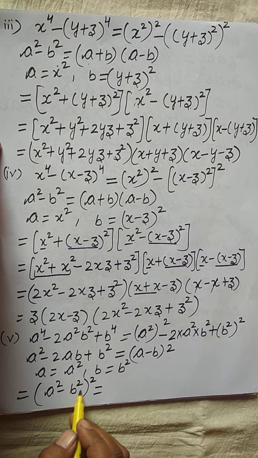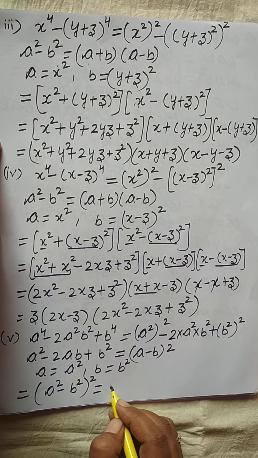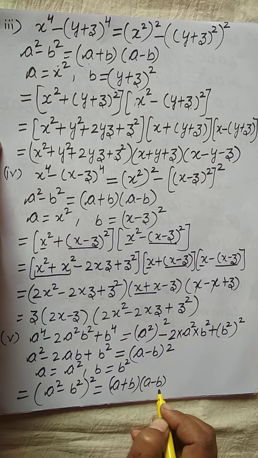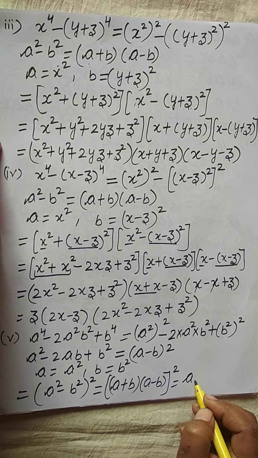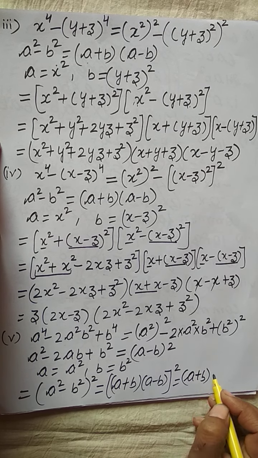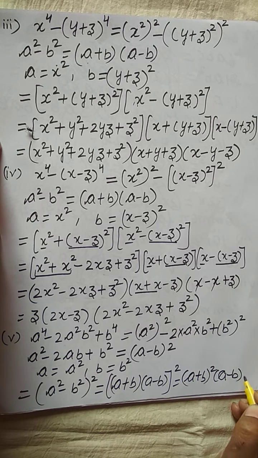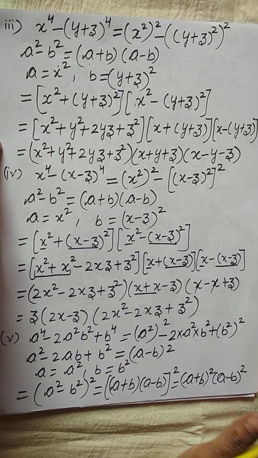Now we know that a square minus b square is a plus b into a minus b. So further it can be written as a plus b into a minus b whole square. Further it can be written as a plus b whole square into a minus b whole square. So which is the required factorization.